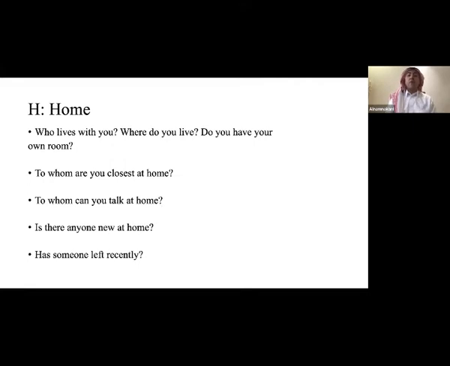Okay, so let's say with the home, this is like the most crucial question while you're asking the patient. After you introduce yourself to the patient, the parents leave the room, and you ensure confidentiality, you're going to start with home.